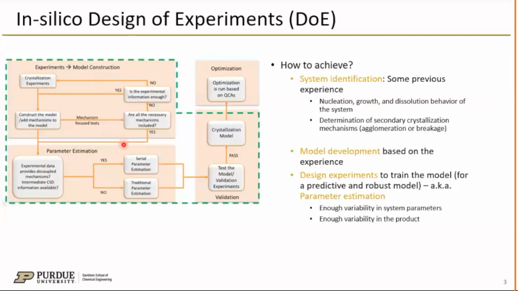The data from these experiments is used to construct a model with appropriate crystallization mechanisms for parameter estimation. Then, a couple more experiments are conducted to test the prediction of this model, and finally, if the model passes our test, it can be used for in silico design and experiments and optimization.